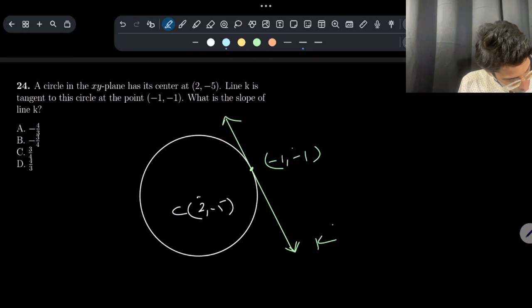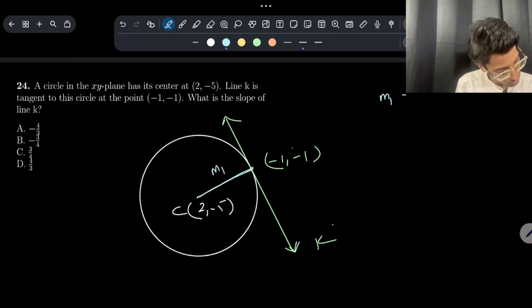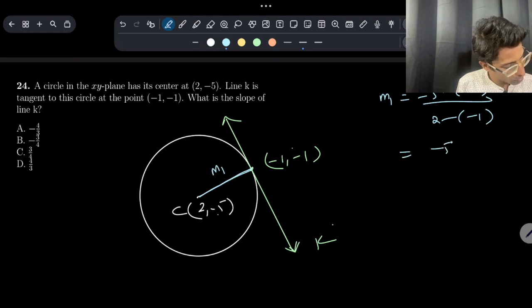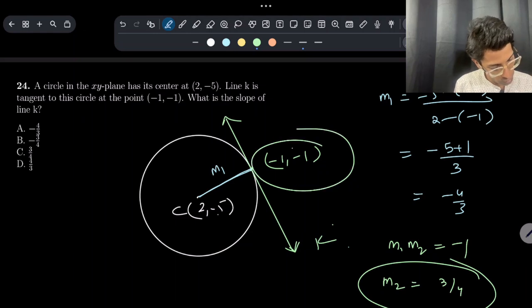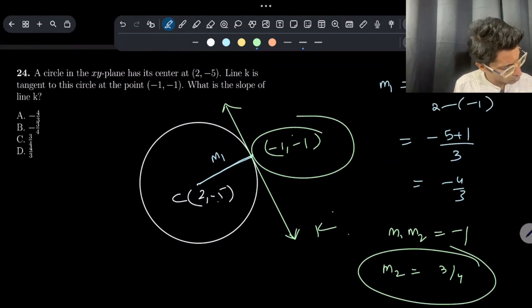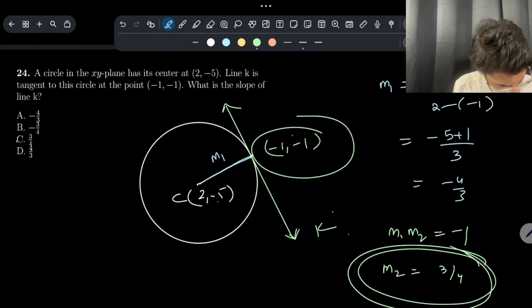So first, please find the slope of this line. Let me call it M1. The slope M1 is -5 minus of -1 by 2 minus of -1, which comes out to be -5 plus 1 by 2 plus 1, which is -4 by 3. So if I want to find the slope of K, we know that M1 times M2 is -1, so the slope of K, which is M2, is 3 by 4. I know the slope, I know the point, so I can find the slope of the line. He is directly asking for the slope, so 3 by 4 is the answer.